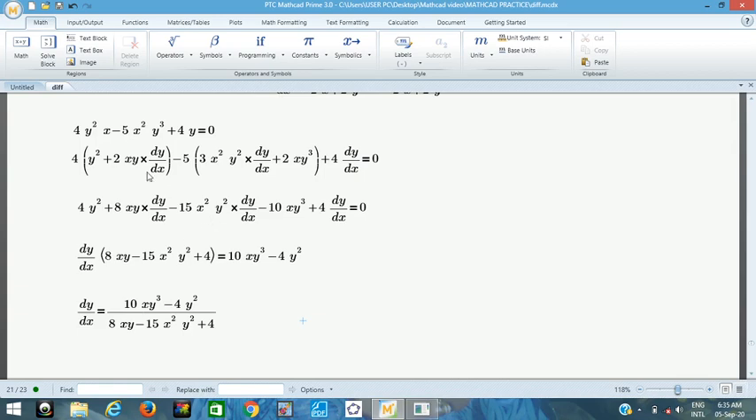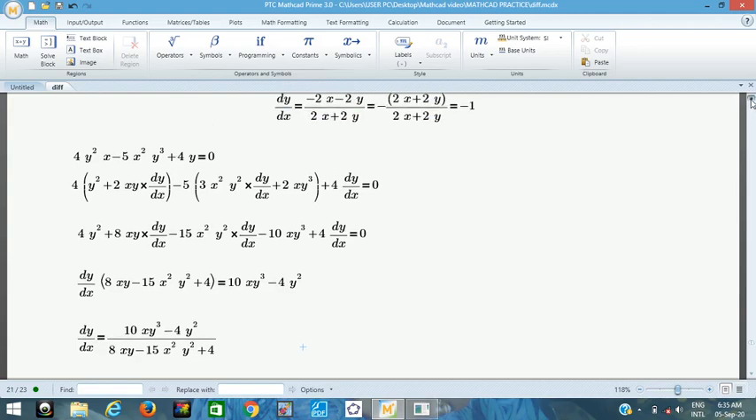Then you collect your like terms, open your brackets, then collect like terms, factorize the ones with dy/dx, which is this and this, 8xy minus 15x squared y squared plus 4. Then the other one should go to the other side, which is 4y squared and minus 10xy raised to power 3. Then divide both sides by this. That is all. So this is implicit function.